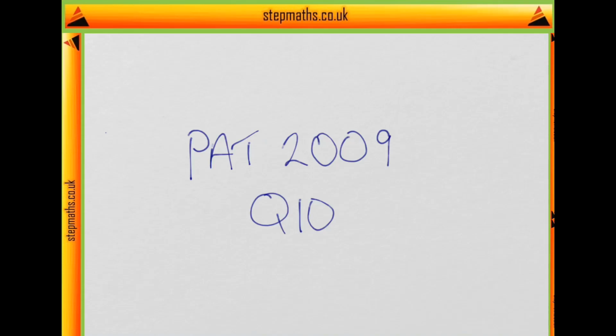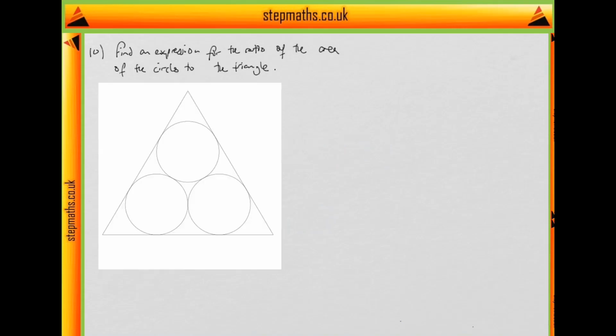Today going to the PAT paper in 2009, looking at question 10. So question 10 gives us this figure here of 3 circles inside an equilateral triangle and asks us to find an expression for the ratio of the area of the circles to the triangle.